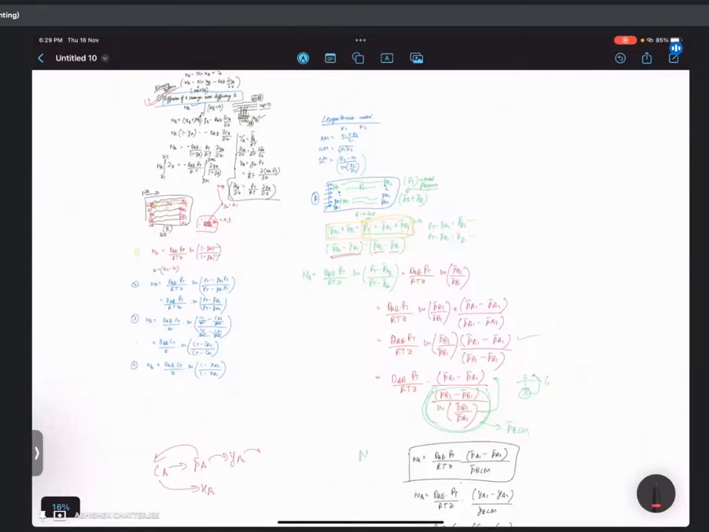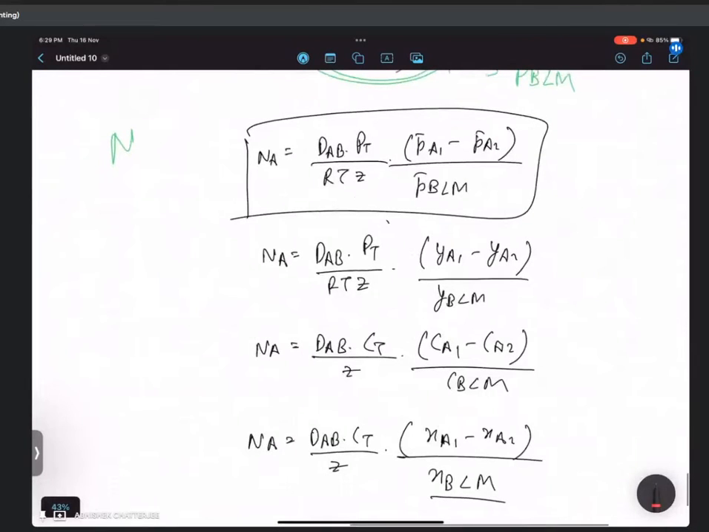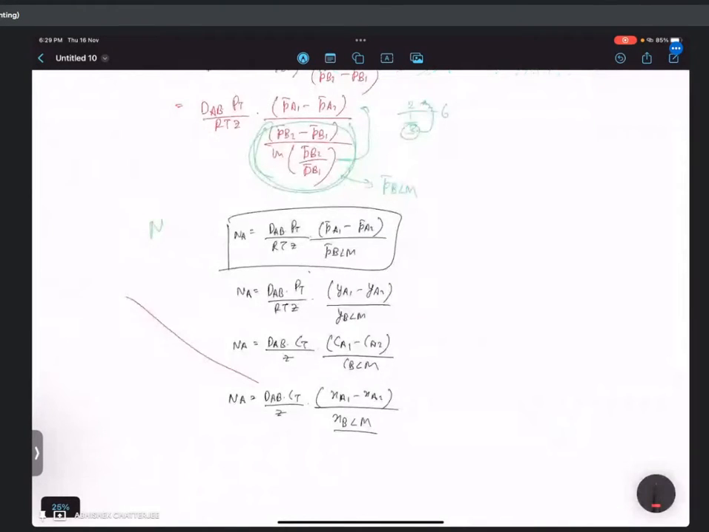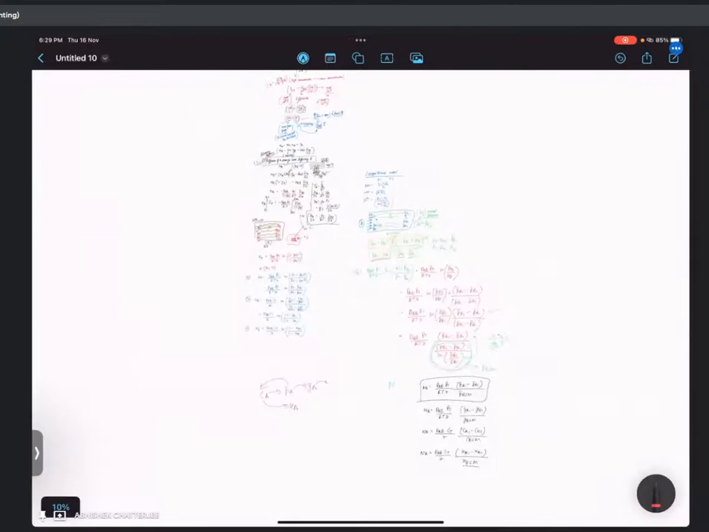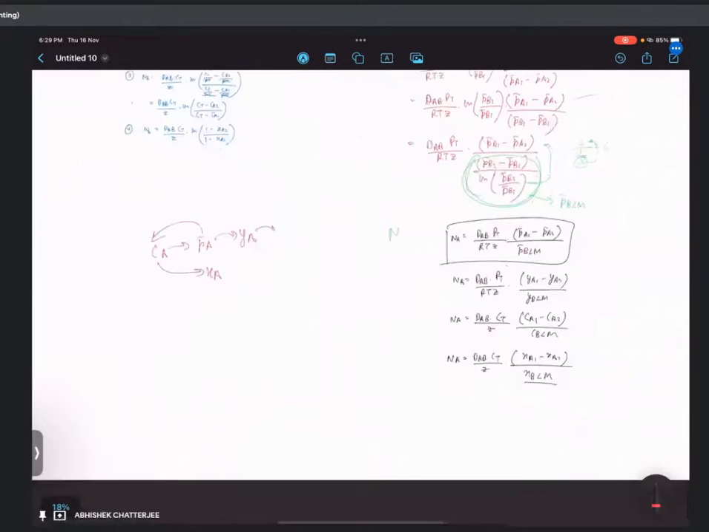For the rest two cases, like for equimolar counter diffusion and unequimolar counter diffusion, I will just write down the formulas. Because it was the first case, I did a little bit of derivation, so that the idea of where we are getting the formulas is clear to you. Okay, we can now move forward.